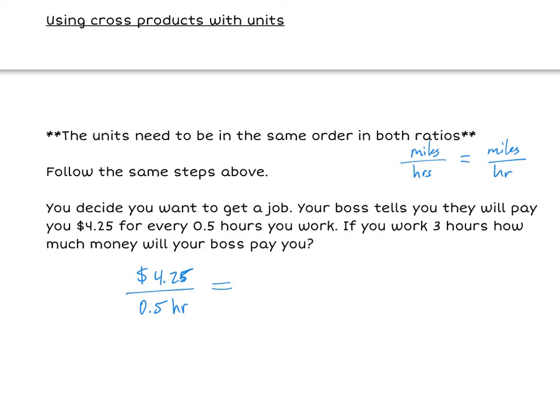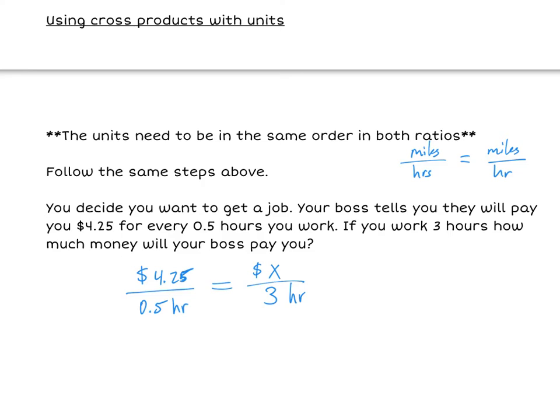My second ratio, what units are going to be on the top? Dollars. What units are going to be on the bottom? Hours. Okay, so now we look at our last sentence. If you work 3 hours, how much money will your boss pay you? So is 3 hours going to go on the top or the bottom? It's going to go on the bottom, so you put a 3 here. You are trying to solve for the money, so I'll just put an X here.